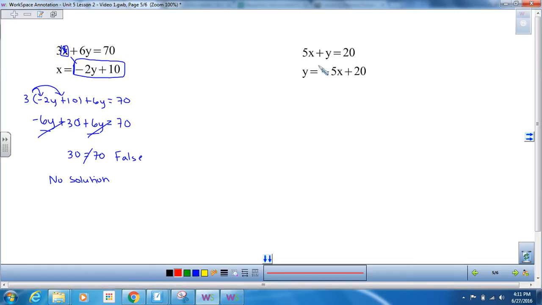Okay, let's look at this one. It's y equals, so this goes right in for y. So I rewrite the top equation. I don't have anything in front of y, so I don't have to use parentheses. Okay, combine your like terms. Again, they cancel, and you're left with 20 equals 20. Well, that is true. So this one would be infinitely many solutions.